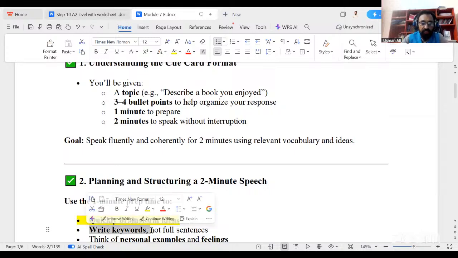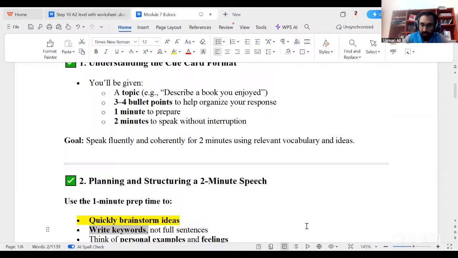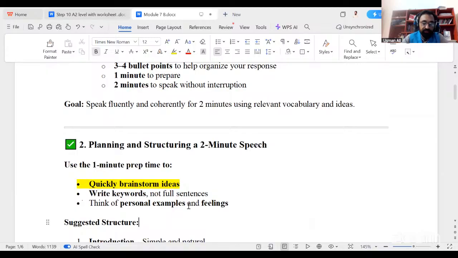You will write keywords, not full sentences. You will not be using full sentences, only keywords. Next, think of personal examples and feelings. You will add your personal examples and feelings to the ideas you have thought about. And next, inshallah, in the coming sessions, I will tell you the techniques for how to do that.